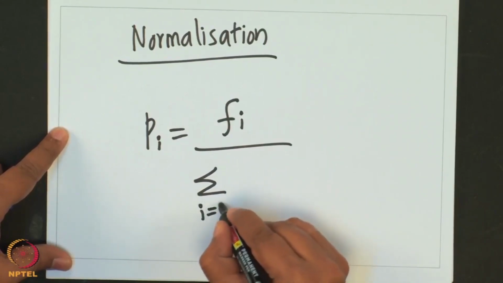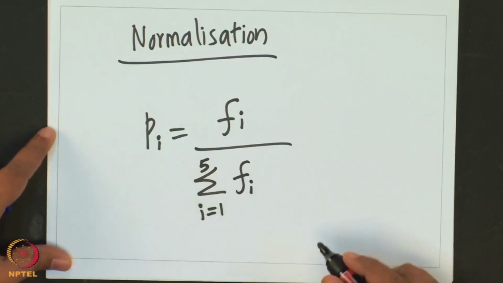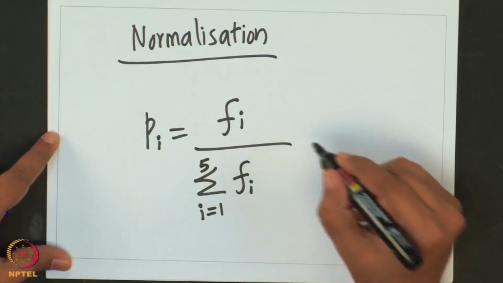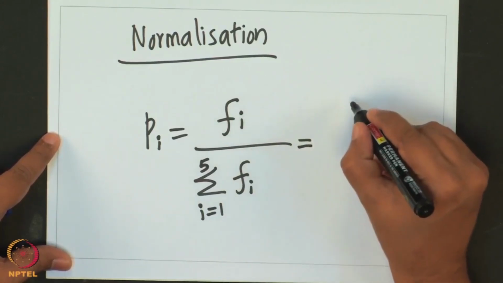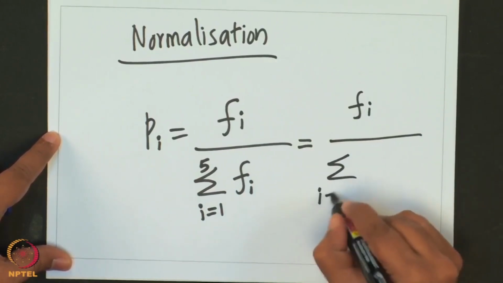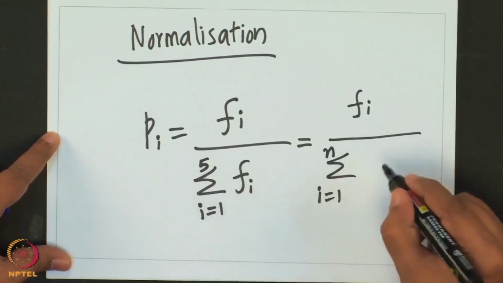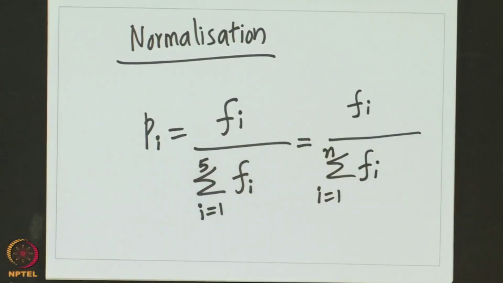So, here in this case, i is equal to 1 to 5 for Fi. In other words, if there are n ranges, you should calculate Fi divided by the sum over i from 1 to small n, which is the number of ranges, of Fi. This quantity is the probability.